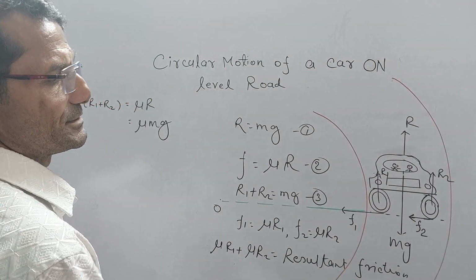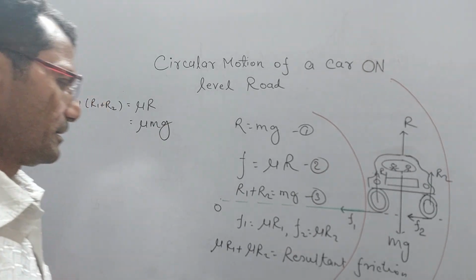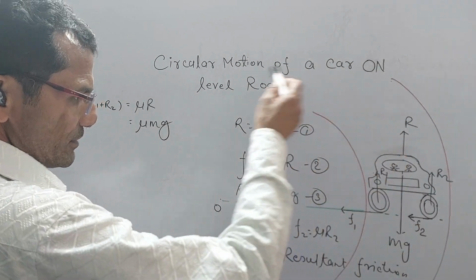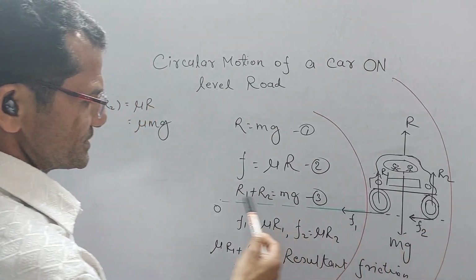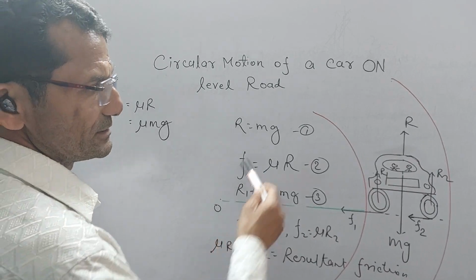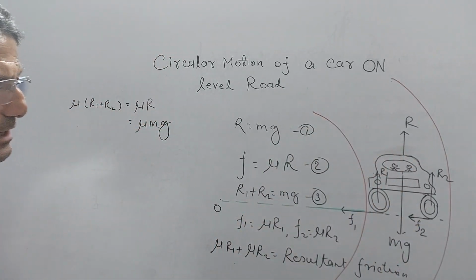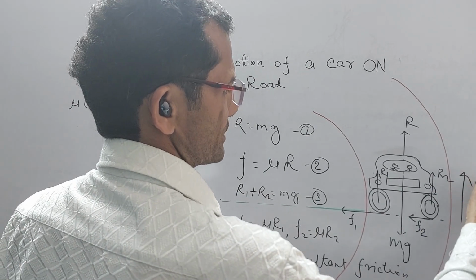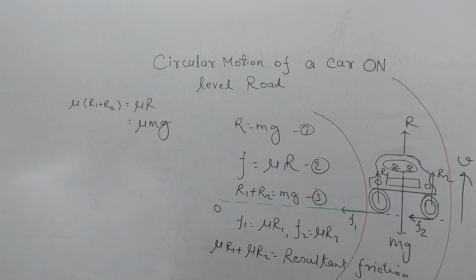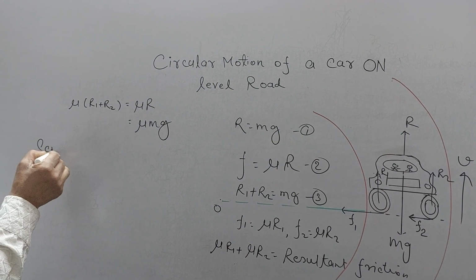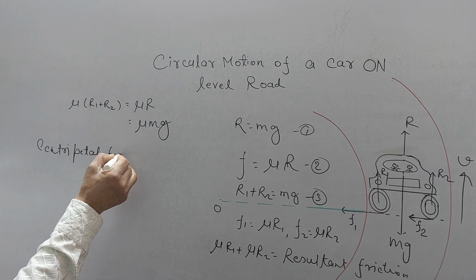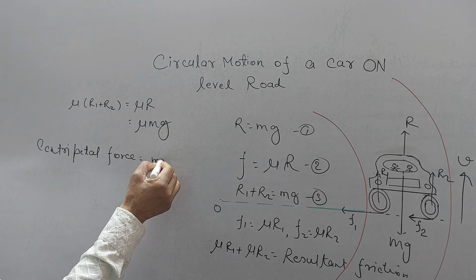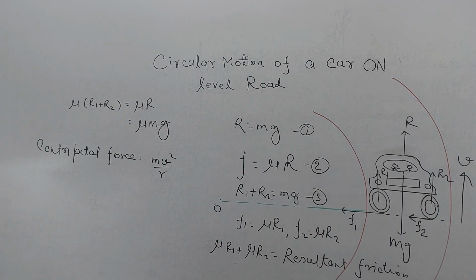Since the vehicle is turning in a circular path, if any object is moving in a circular path, there should be a centripetal force. The resultant of F1 and F2, which acts toward the center of the circle, provides the centripetal force. If the vehicle has velocity v at a turning point, the centripetal force will be mv square divided by r, where r is the radius of this circular path.